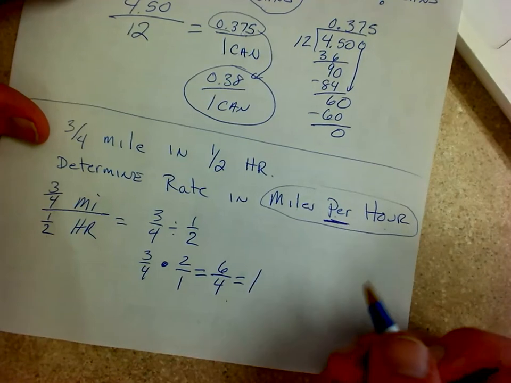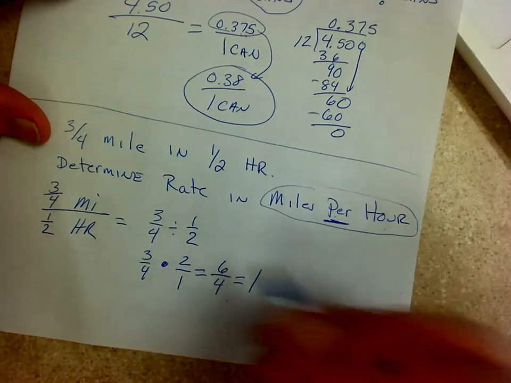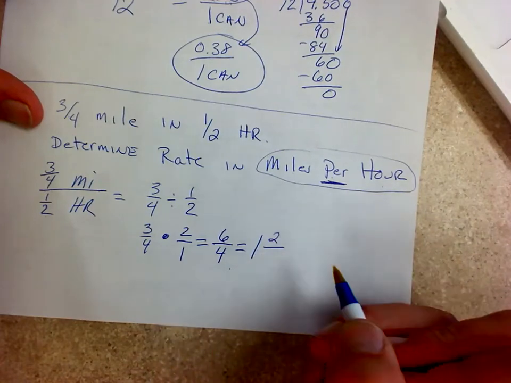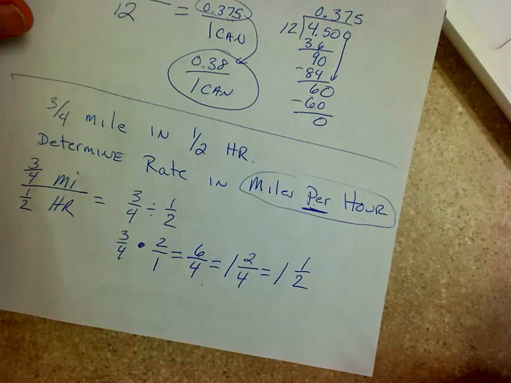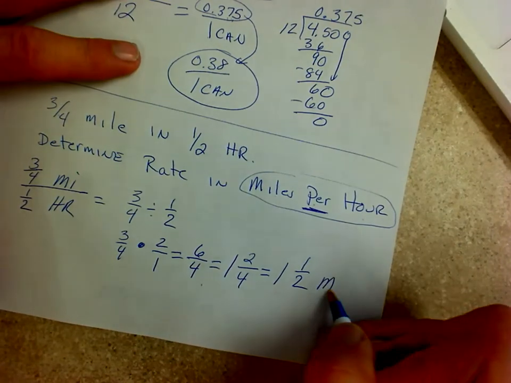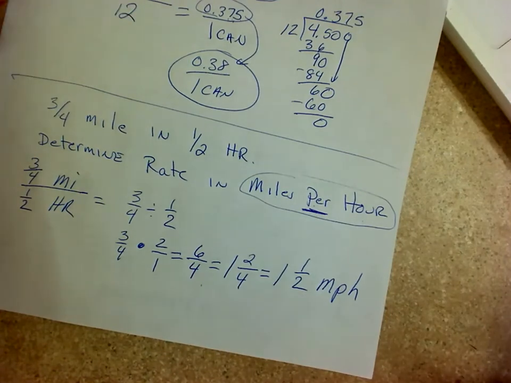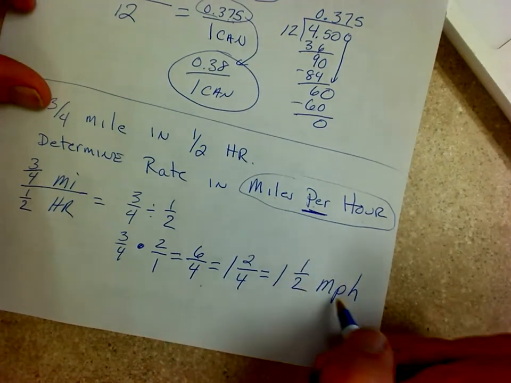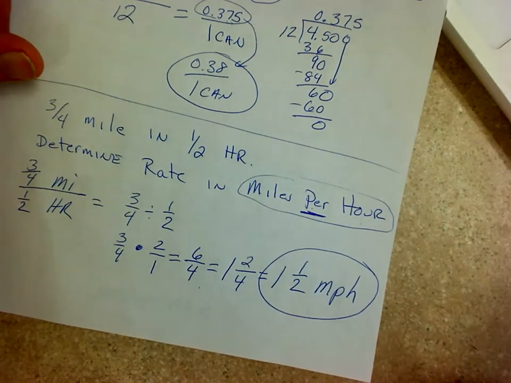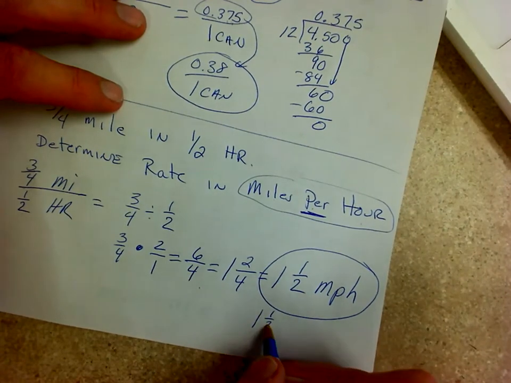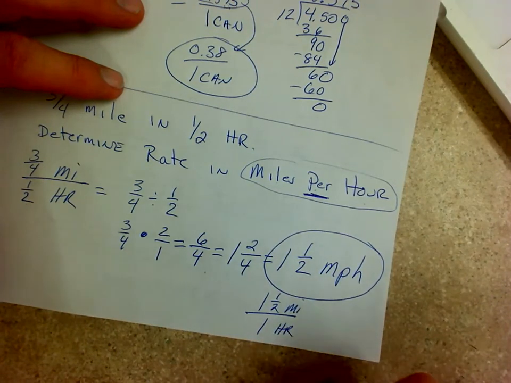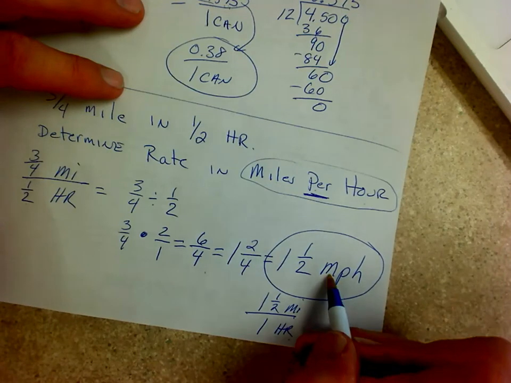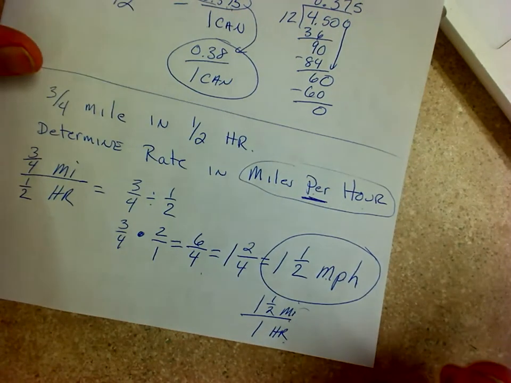That gives 6/4. 4 goes into 6 one time, and we have 2 left over. So our speed is 1.5 miles per hour. That would be our rate. You can write it that way, or we could also put 1.5 over 1, miles per hour. Both of these represent the exact same thing.